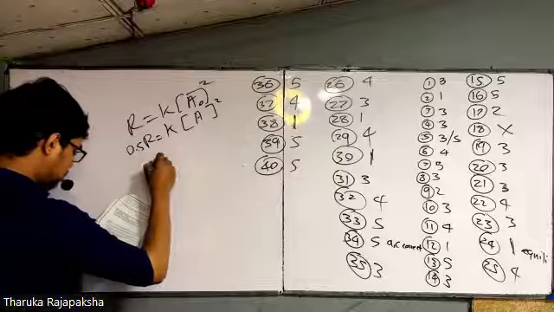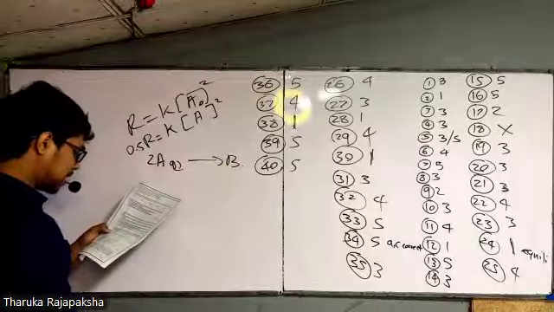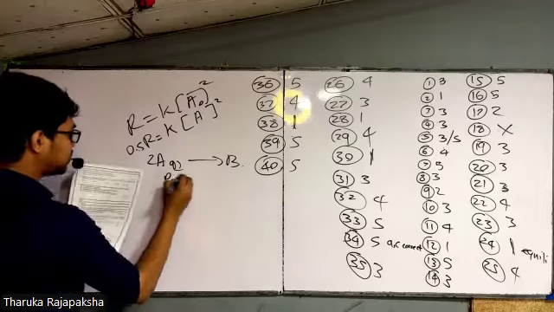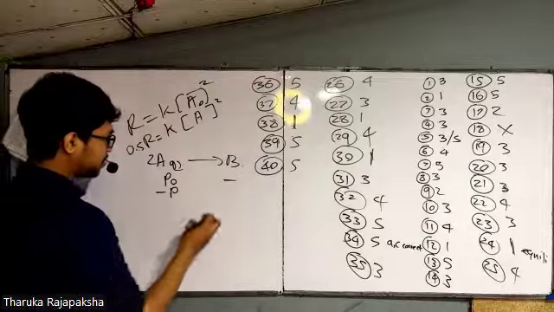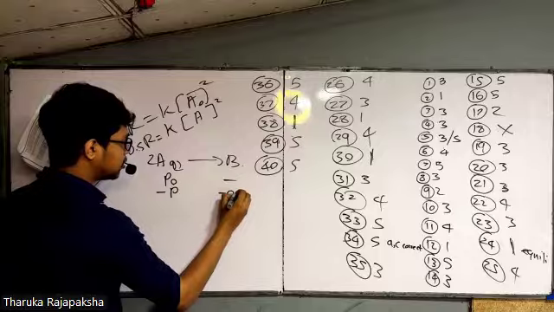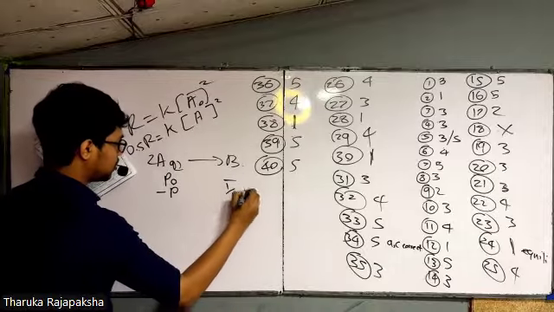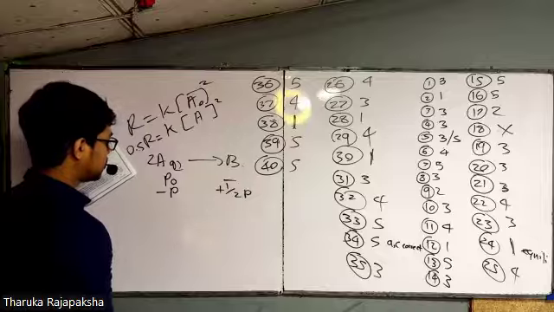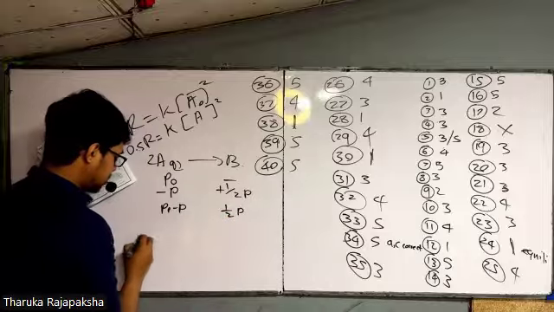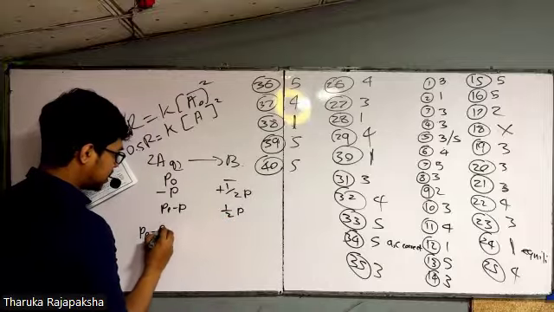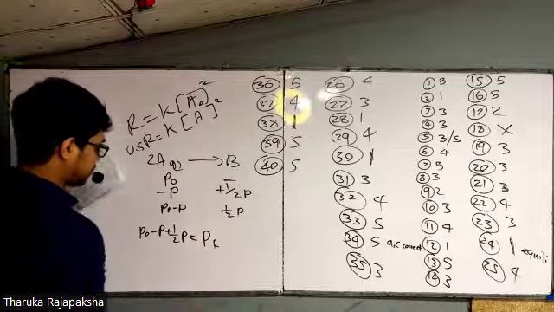So let's see. A gas goes to B gas. 2A gas goes to B gas. Initial pressure is P naught. Then changed amount is minus P, and this one becomes plus 0.5 P, or half P. Then P naught minus P plus half P becomes equal to PF.